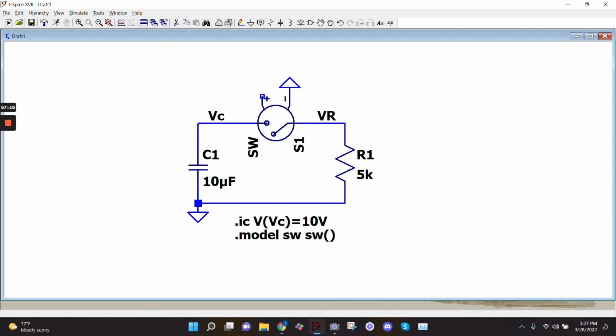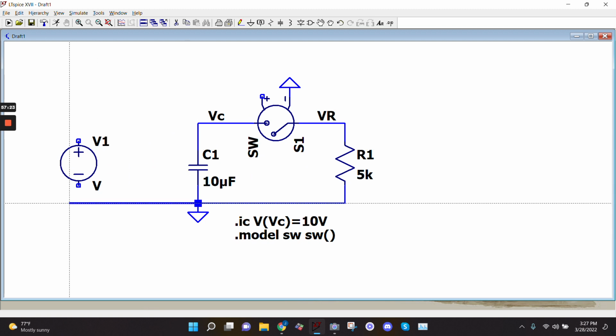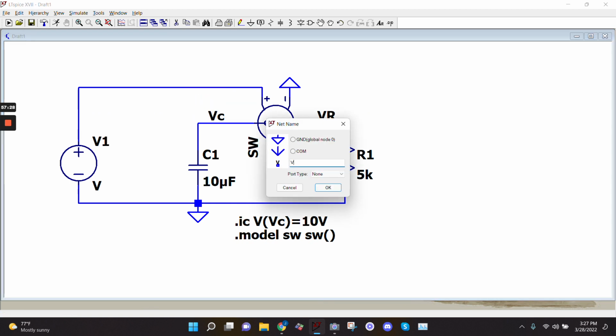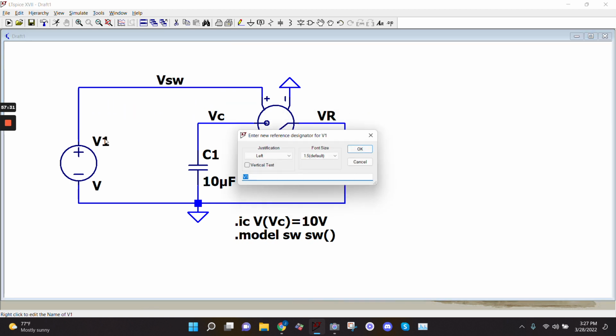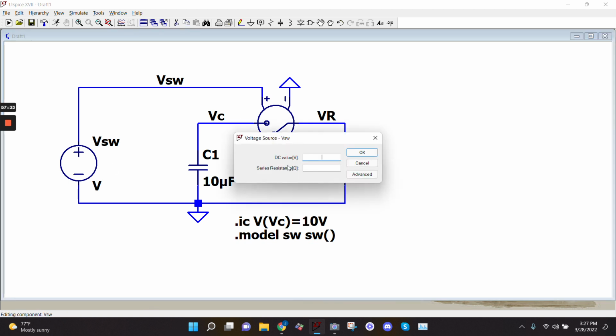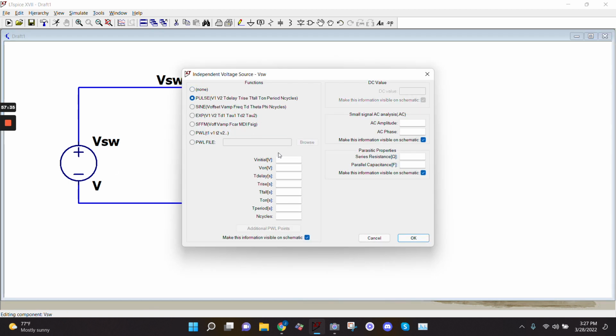And now, lastly, I need a source for my switch to close at the time when I specified. I can ground this to the same one. And then I'm going to go with a pulse. I'll start at -1 so the switch is open, right? And then I'll pulse up to 1. And what did I say, 50 milliseconds? That's when I want it to close. We'll go with 1 pico, and we will keep it on for 1 second so that it just stays closed.